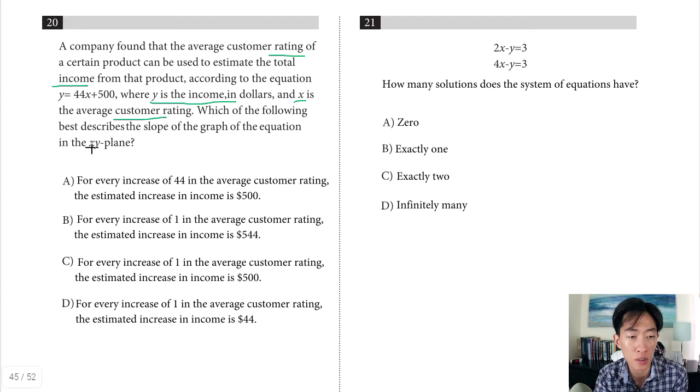Which of the following best describes the slope of the graph of the equation in the xy plane? So when we're looking at it real quick, we see that the slope automatically is 44 over 1.